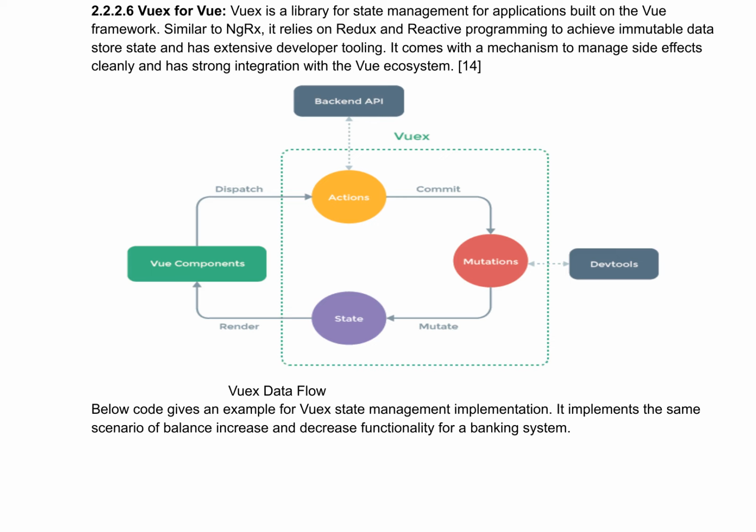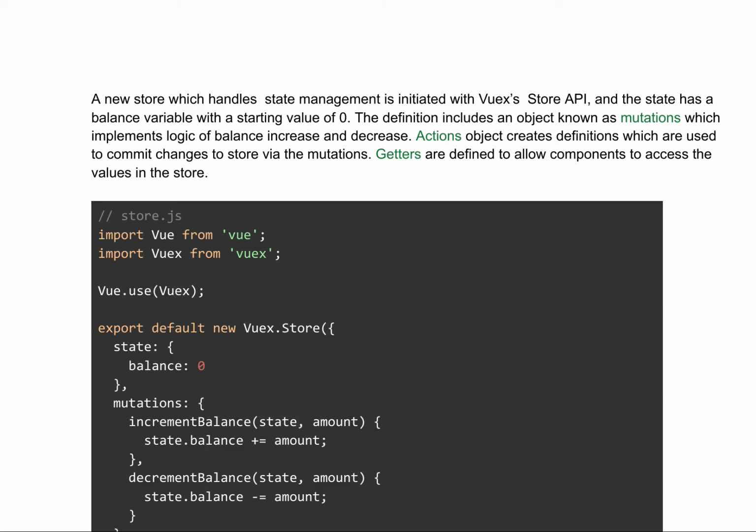On page 18, the paper shifts its focus to Vuex, a library used for state management in Vue applications. Vuex also uses the principles of Redux and reactive programming to manage the state of an application. The provided code snippet demonstrates how to set up a Vuex store, including defining state, mutations, actions, and getters. Mutations are used to change the state, actions trigger these mutations, and getters allow components to access the store's state.